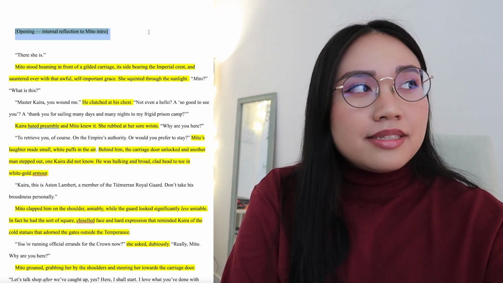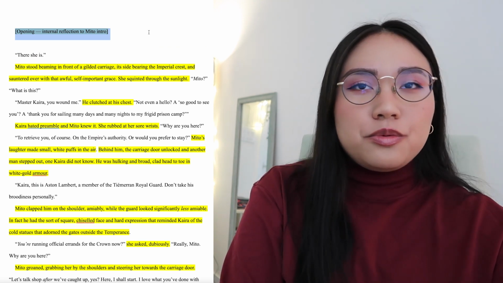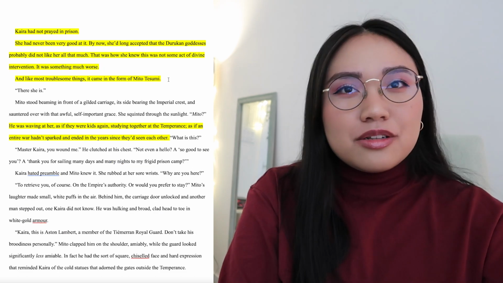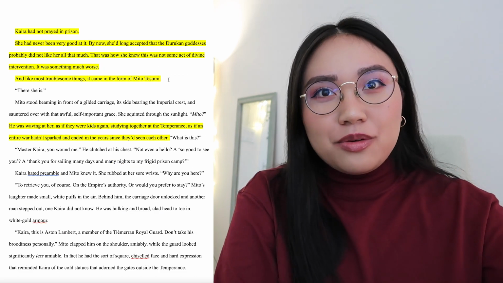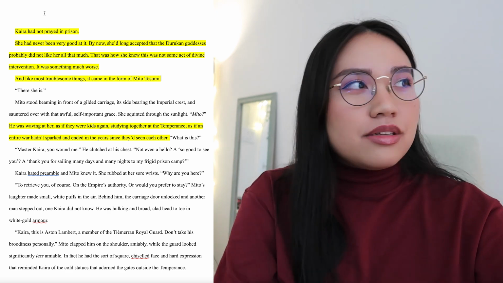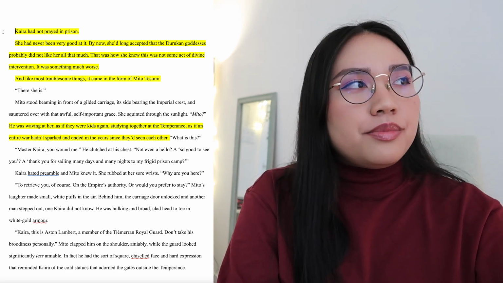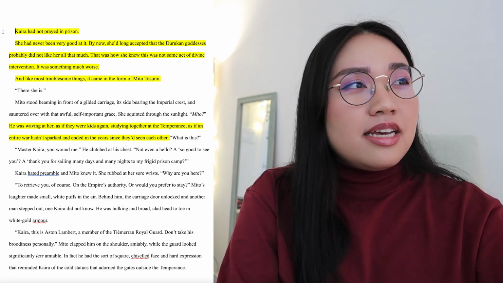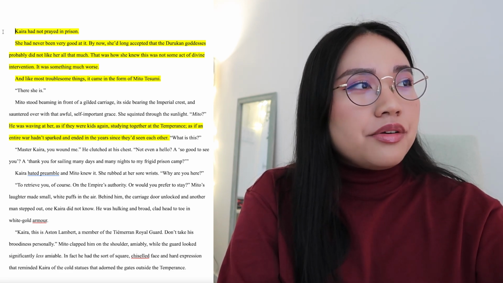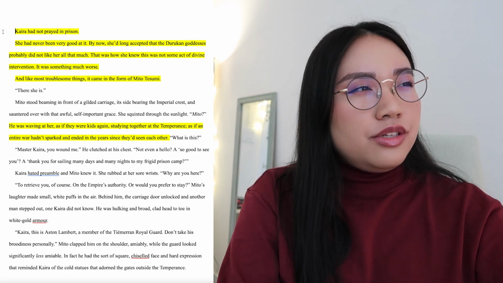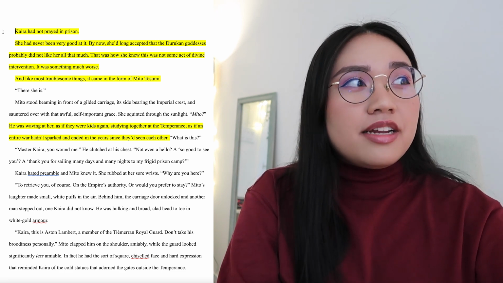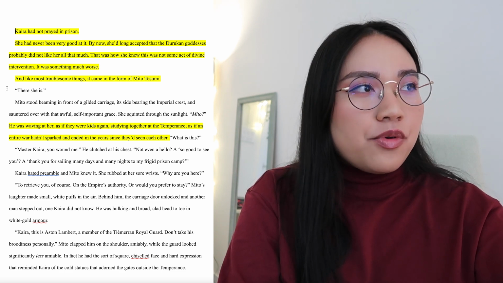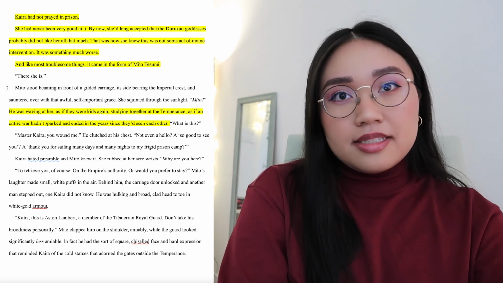The note that I left for myself was opening internal reflection into Mito intro. And so the last thing I'll do is I'll finally fill out all of those blanks and details. What I wrote is, Kyra had not prayed in prison. She had never been very good at it. By now, she'd long accepted that the Durrican goddesses probably did not like her all that much. That was how she knew this was not some act of divine intervention. It was something much worse. And like most troublesome things, it came in the form of Mito Testament. That's the start of the scene.